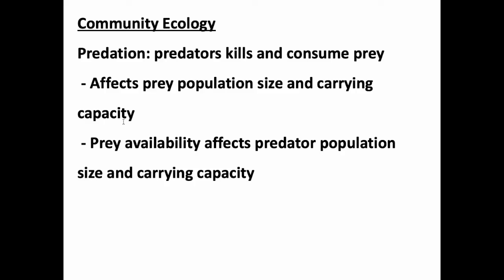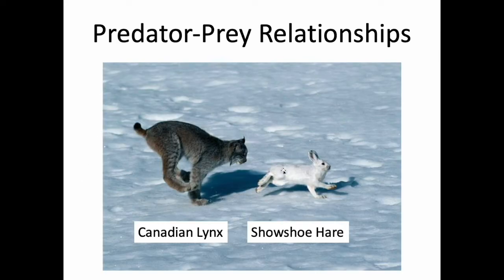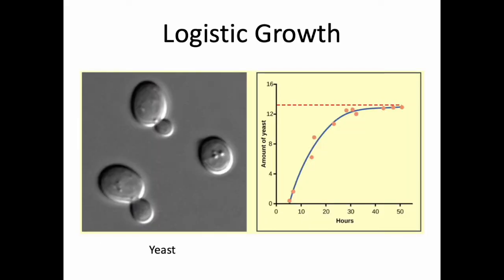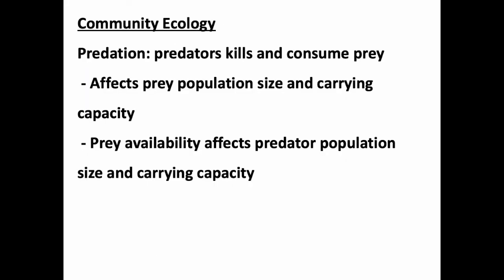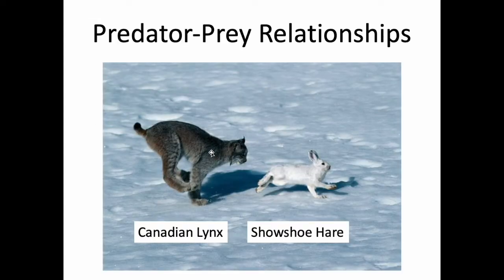But what's maybe a little less intuitive is that this relationship also affects the predators. The availability of prey affects predator population size and predator carrying capacity. This is sort of exemplified in this Canadian lynx and snowshoe hare example. I'd mentioned before that most species were at or near their carrying capacity at most times. This is kind of one of the exceptions. Not every predator-prey relationship is going to have a graph like this, but for the sake of showing how they both affect one another, I've chosen this sort of atypical example.